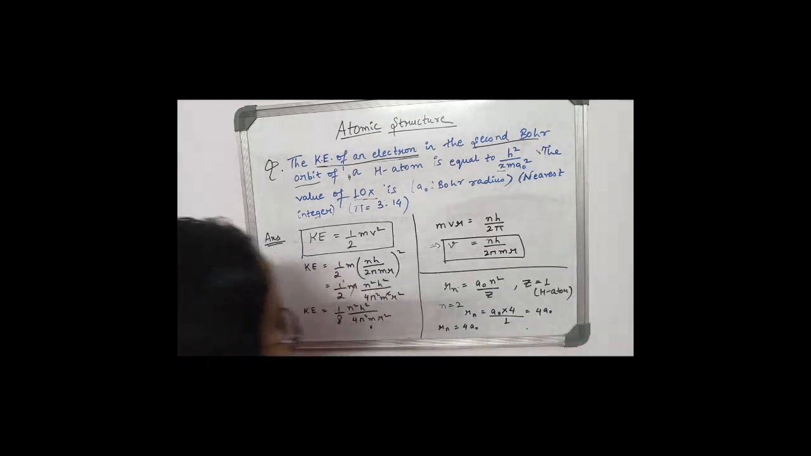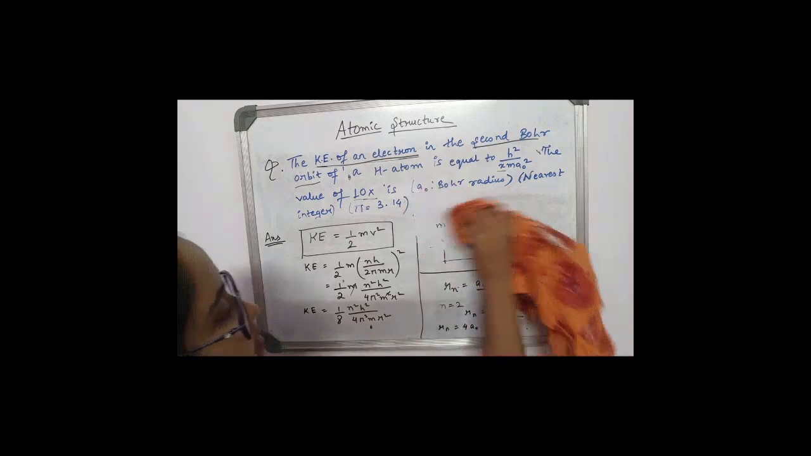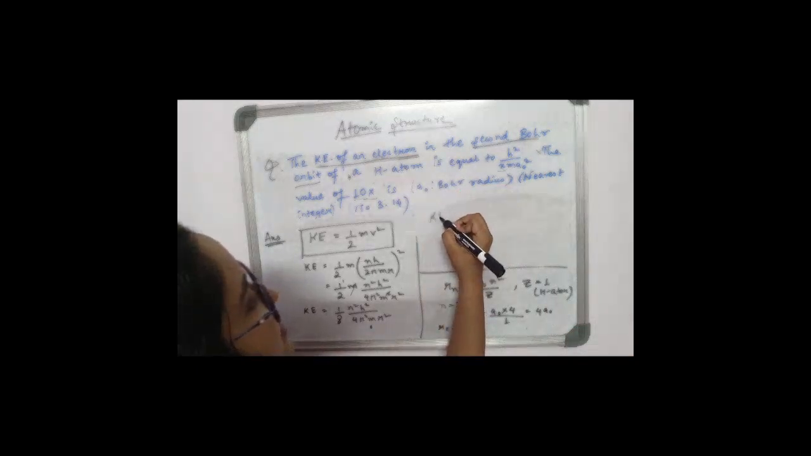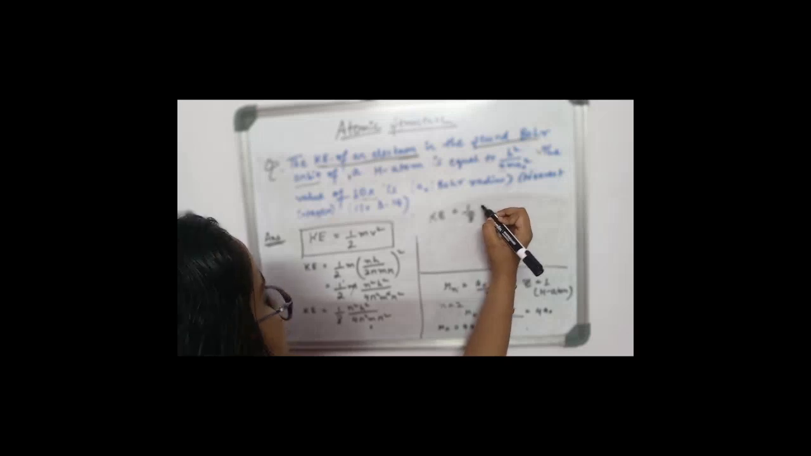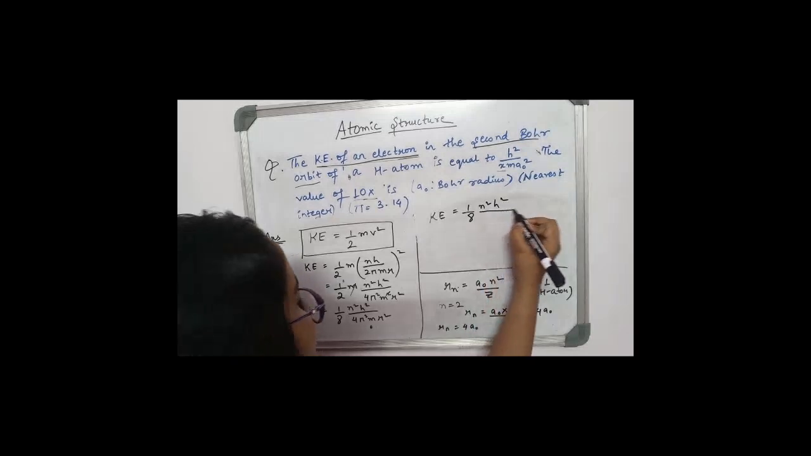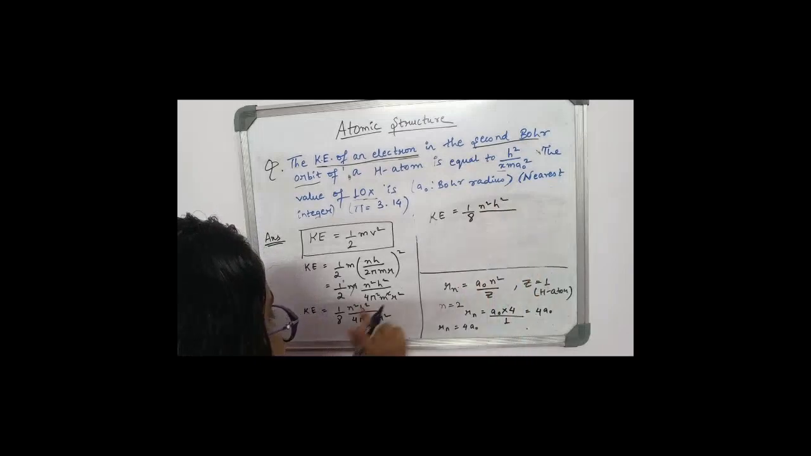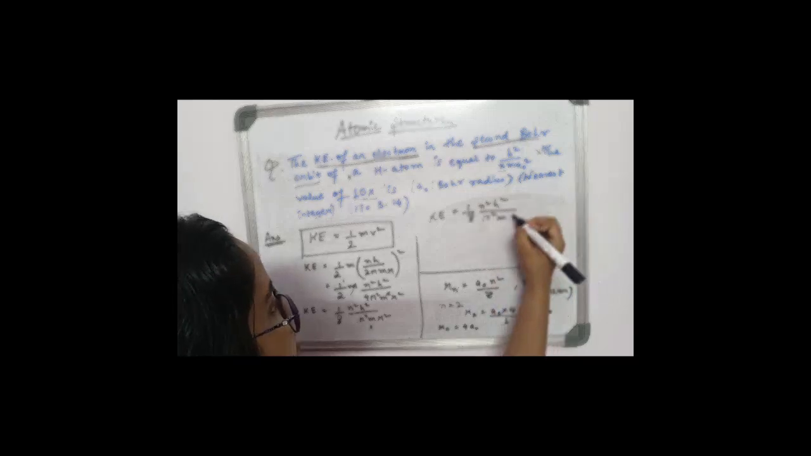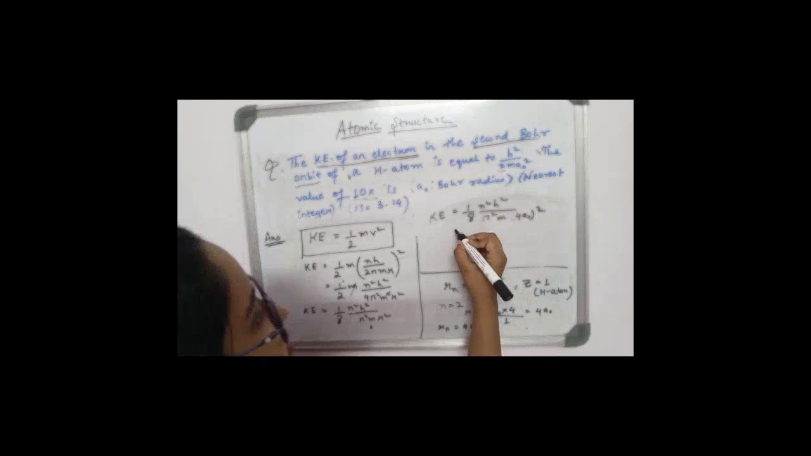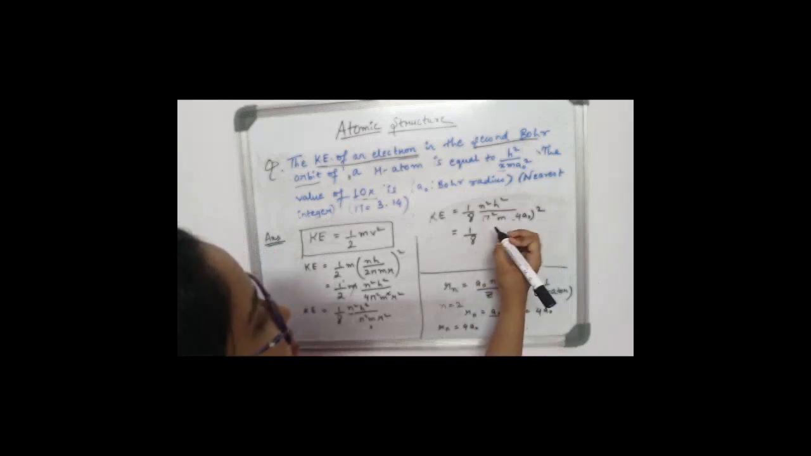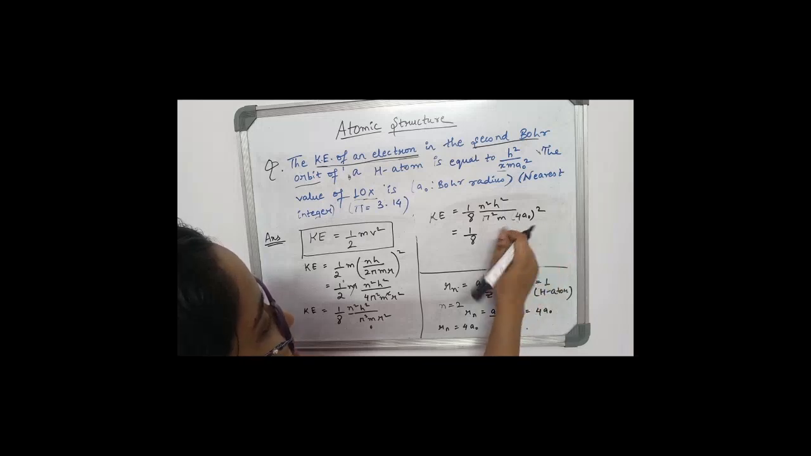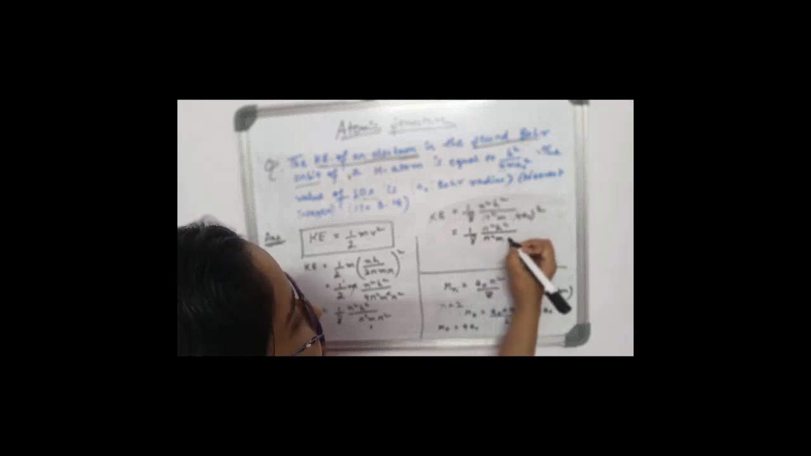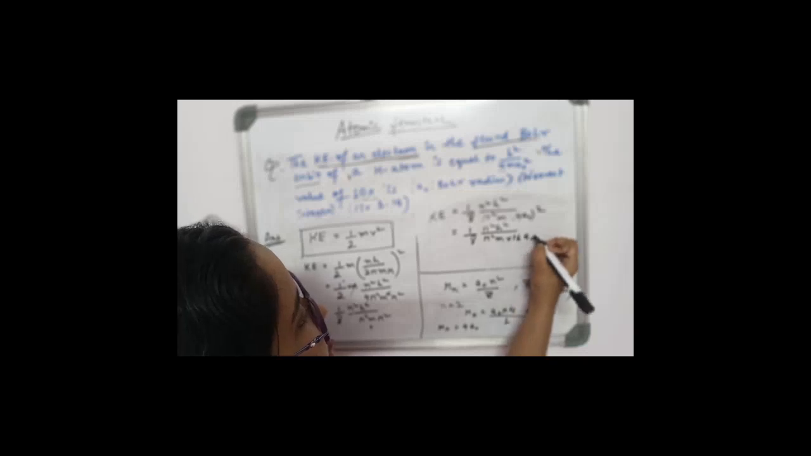So let me rub this part and continue. Kinetic energy is equal to 1 by 2, m, n square h square by 4 pi square m into 4 a0 whole square. That is, 4 squared is 16, so we get n square h square by 8 pi square m into 16 a0 square.